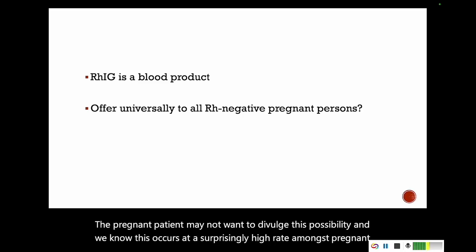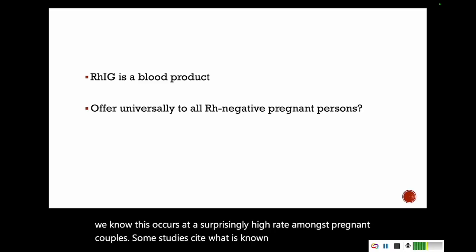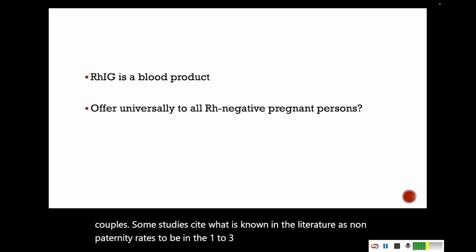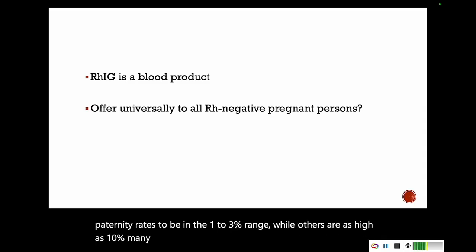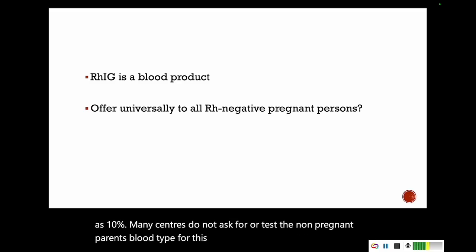Some studies cite what is known in the literature as non-paternity rates to be in the 1 to 3% range, while others are as high as 10%. Many centers do not ask for or test the non-pregnant parent's blood type for this reason and simply offer RhIg to all pregnant people regardless.